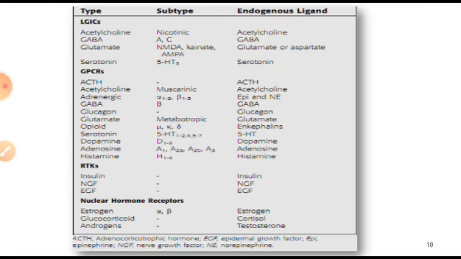Same way, the second one is the G protein coupled receptors. There are also their types, subtypes and indigenous ligands, then RTKs, receptor tyrosine kinase, and nuclear hormone receptors. So all 4 receptors with their subtypes and indigenous ligands. Please go through them patiently so you can remember this.